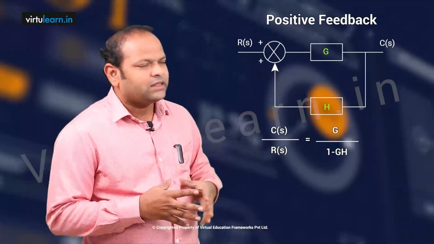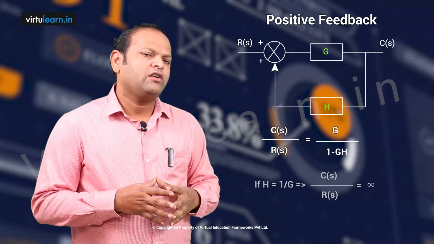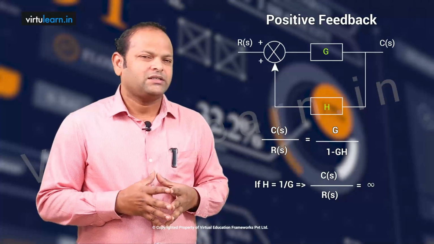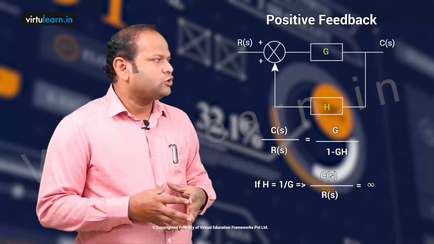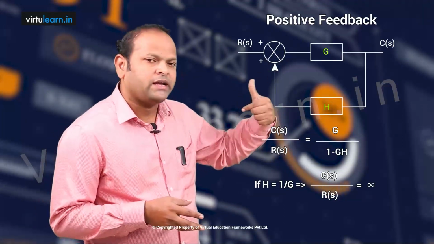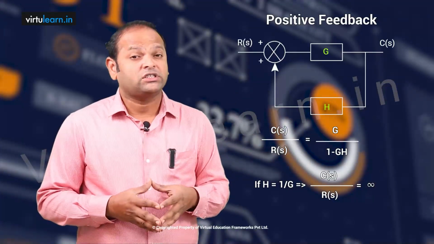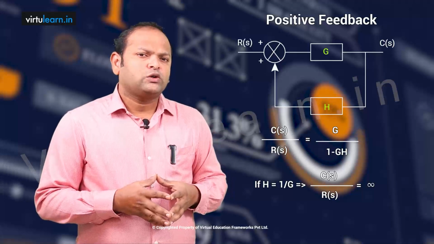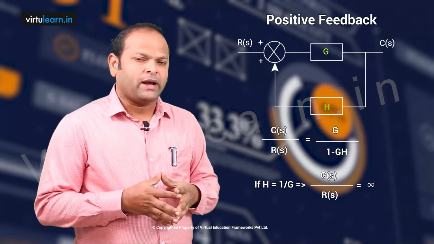If you closely look at the denominator, we have 1 minus GH. If you choose H gain such that it is equal to 1 by G, there is always that possibility. If you choose wrongly, like H is equal to 1 by G, then what will be the C of s by R of s? It is going to be infinity, which is undesirable to me. So it is always better to avoid the positive feedback in the system.